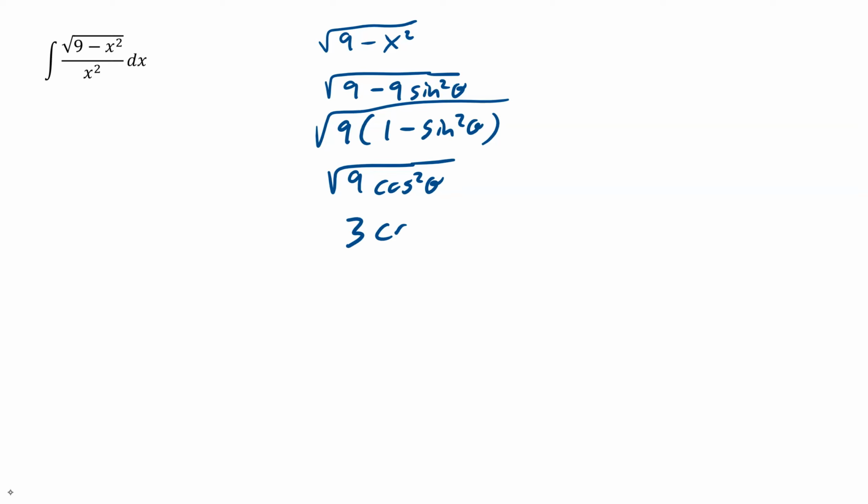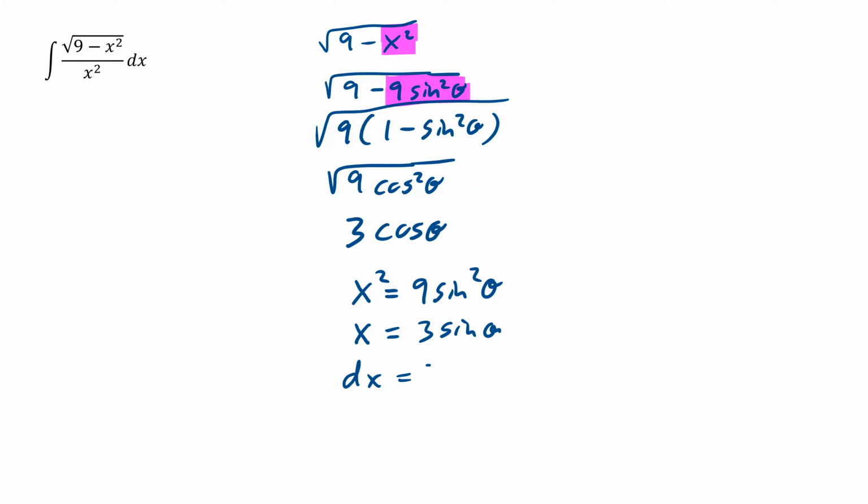So that becomes 3 cosine theta. This again tells us that our x squared here has to be 9 sine squared theta. So our x squared equals 9 sine squared theta, not sine times 2 theta, sine squared theta, which means x equals 3 sine theta, and then dx would equal 3 cosine theta d theta. So it all begins with just that whole 9 minus x squared. All right. So then we have our substitution that'll go in perfectly.